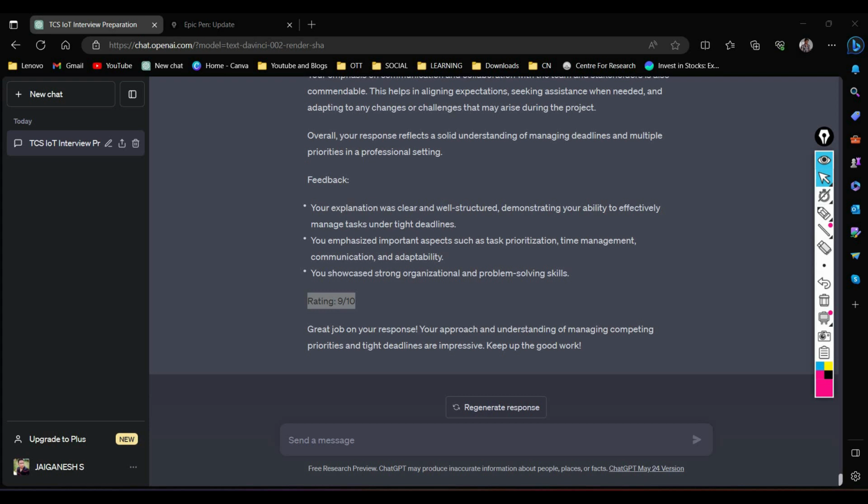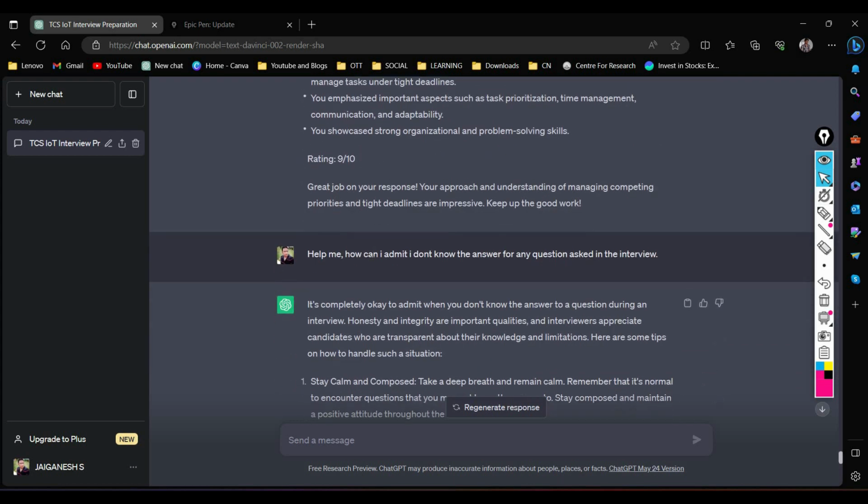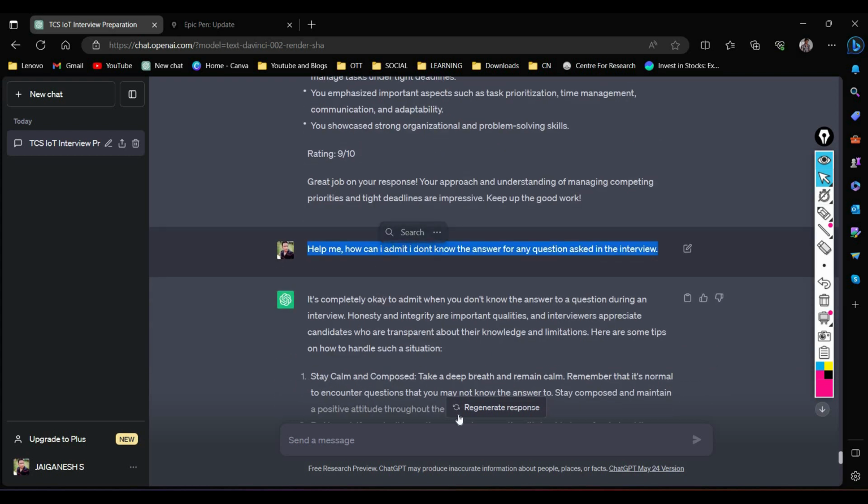So you can always ask for the possible ways, or the smartest way, to say I don't know. Let's see how ChatGPT helps us prepare answers, or how it can guide us to admit that we don't know the answer to that particular question. In this prompt, I have asked ChatGPT to help me with how I can admit I don't know the answer to any question asked in the interview.